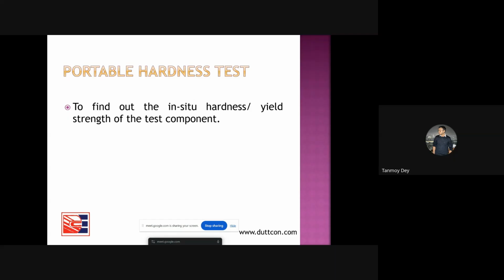What we do, we take the portable hardness, meaning on the site, we take the impact. It is just like a rebound. We take the hardness at the spot. We convert this hardness into tensile strength. There is a chart, there is a method. Through this calculation, from this particular hardness, we can find out the tensile strength of this particular thing.